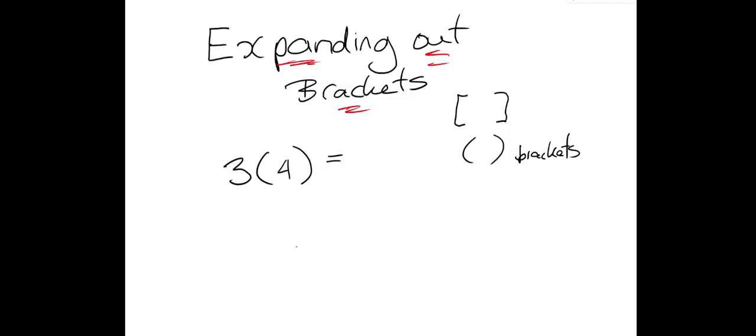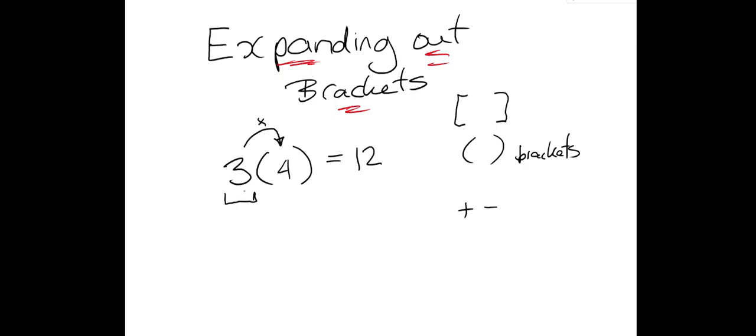Okay, what does it mean? It means everything that's outside the bracket, which is not added or subtracted from the bracket, multiplied by everything inside that bracket. So in this case there's one term outside that bracket times the one term which is inside that bracket, and our answer is going to be 12.